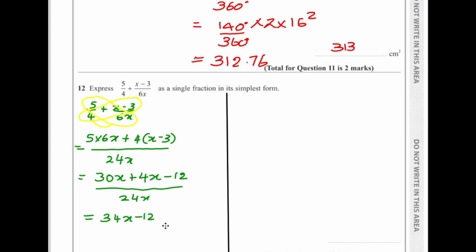34x minus 12 over 24x. Now I can factorize here. How much can we factorize? We can factorize 2. Then I'm getting here (17x minus 6) over 12x. 2 times 1, 2 times 12.